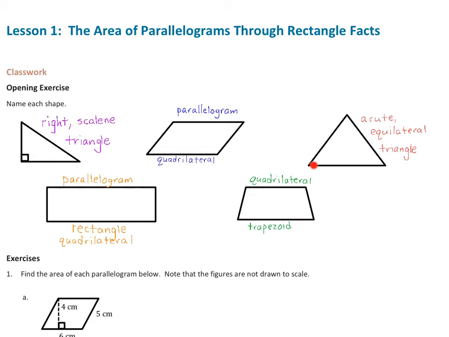Now, I'll notice that all these sides look to be the exact same length. At least I assume they're the exact same length. I haven't pulled out my measuring tape. But we're going to assume these are all the same length. And so this is an equilateral triangle. That means all the sides are equal.